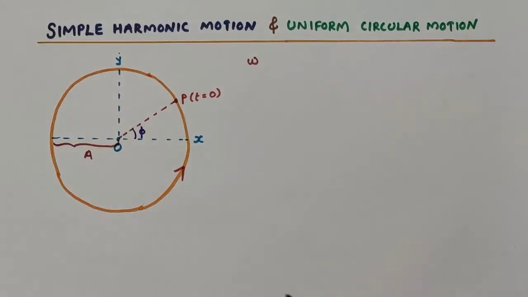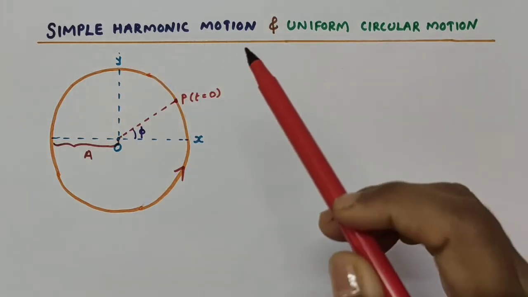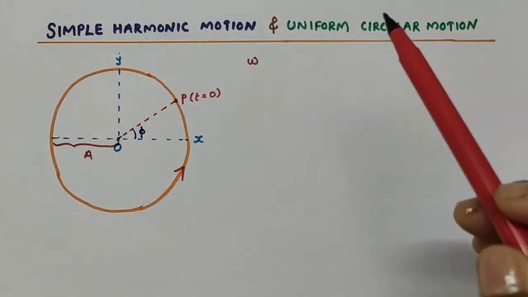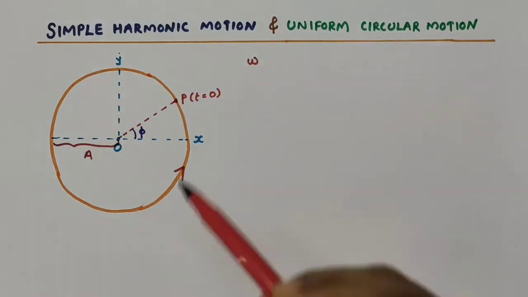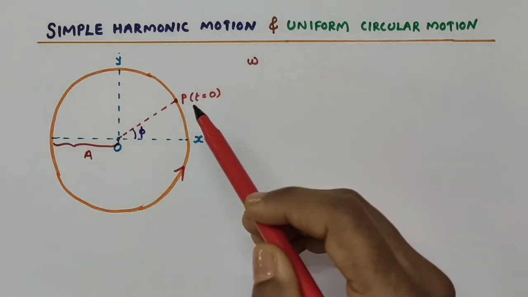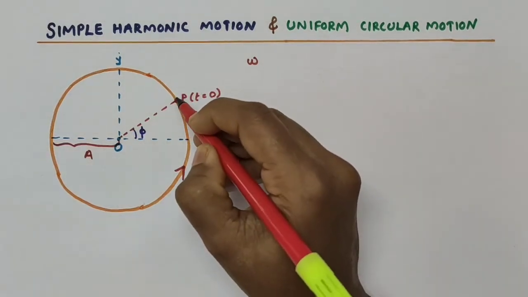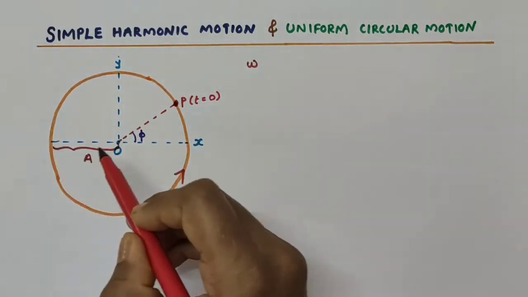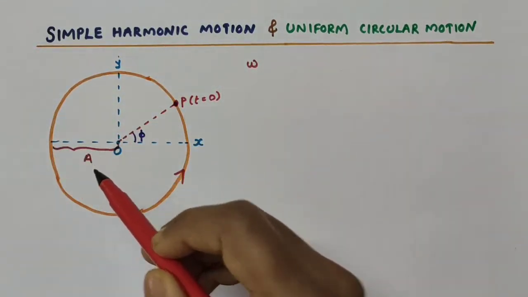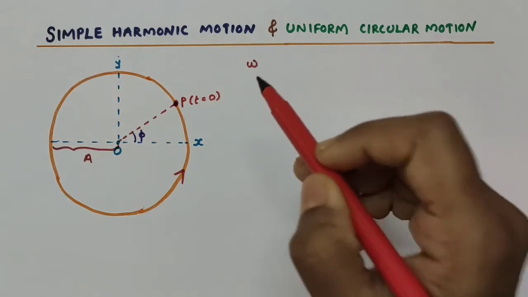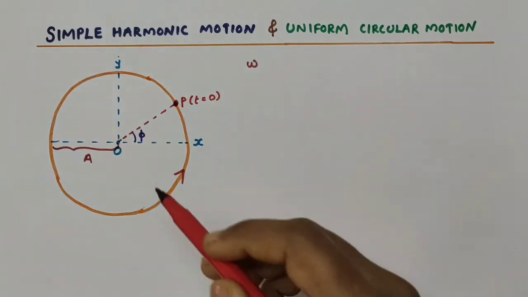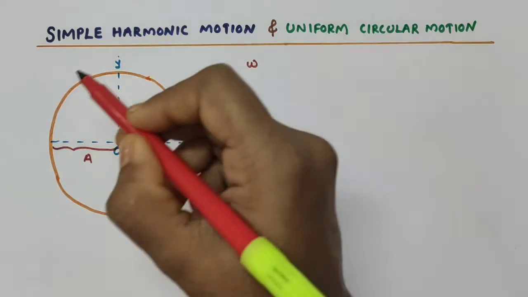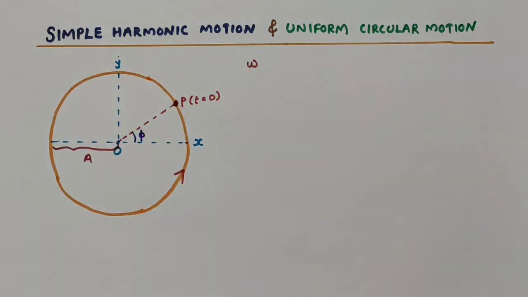Hello everyone. In this video, we are going to talk about simple harmonic motion and uniform circular motion. Suppose a particle P is here. It is moving uniformly on a circle of radius capital A and with angular frequency or angular speed omega. The particle rotates in the anti-clockwise direction.